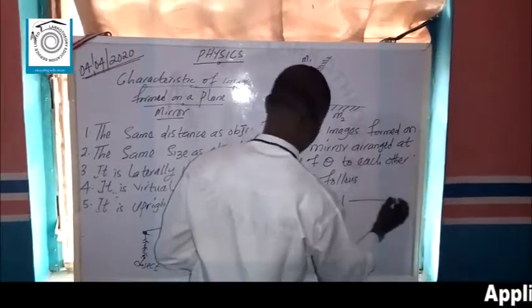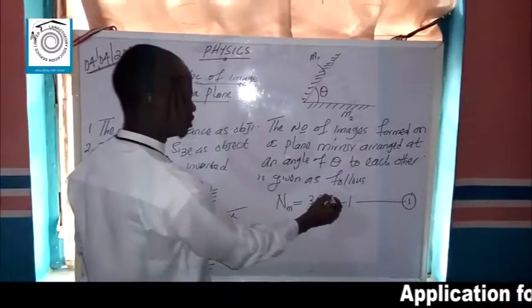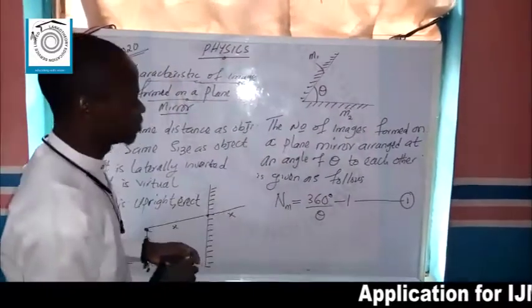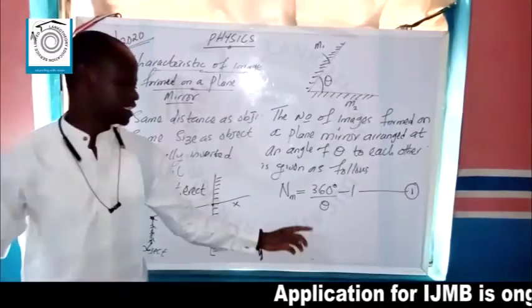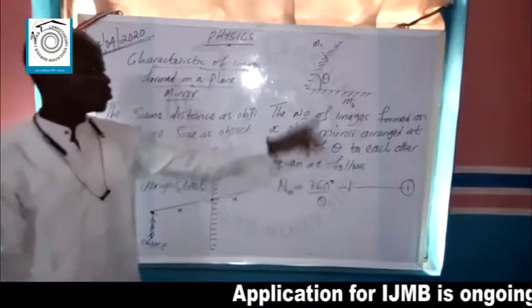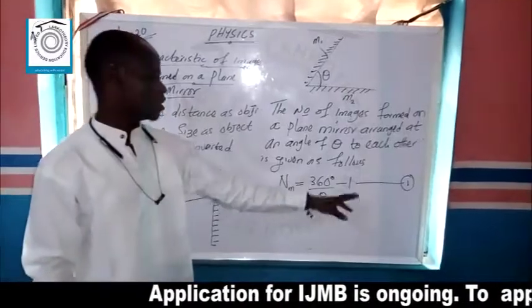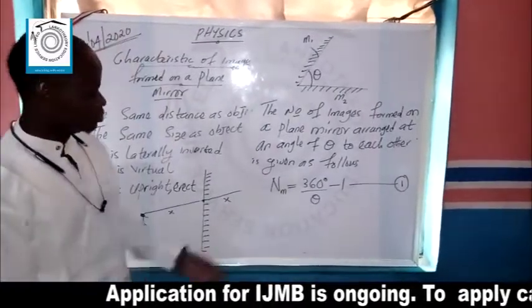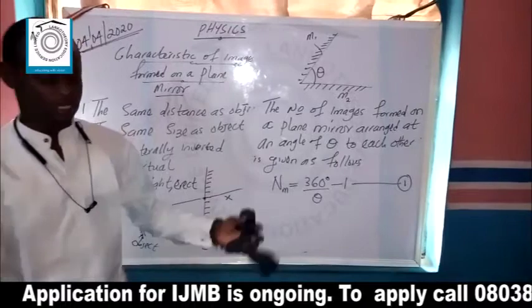If I record this as equation 1, this is the number of images formed on a plane mirror. It is calculated by using 360 degrees upon theta, minus 1. The first thing you have to understand is that the number of images is represented by Nm, the angle between the two mirrors is represented by theta, and 360 degrees is the numerical value, from which you subtract 1. You may be given the number of images formed on a plane mirror and have to determine the angle between the two mirrors.